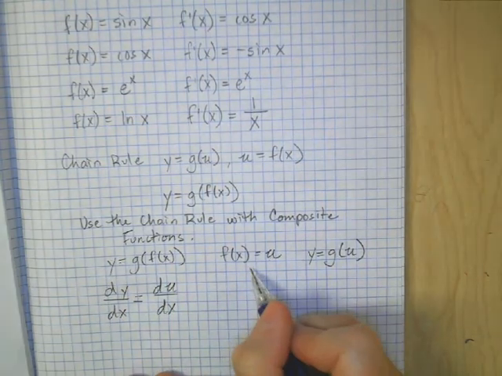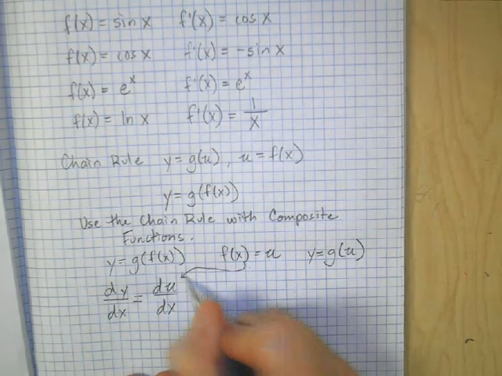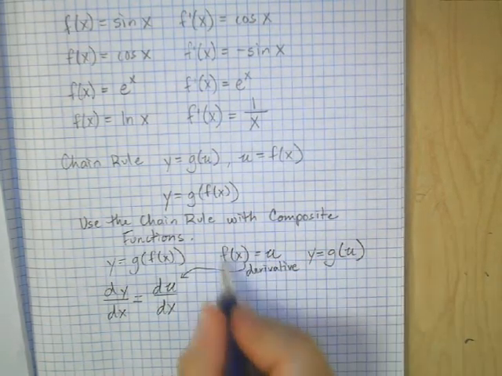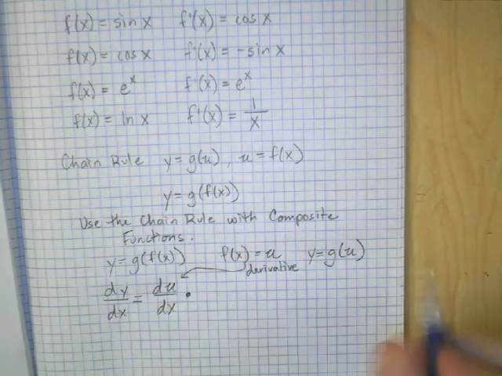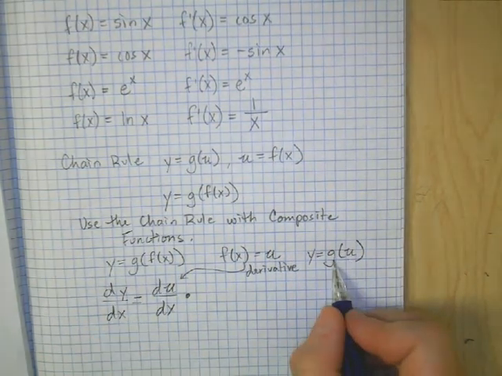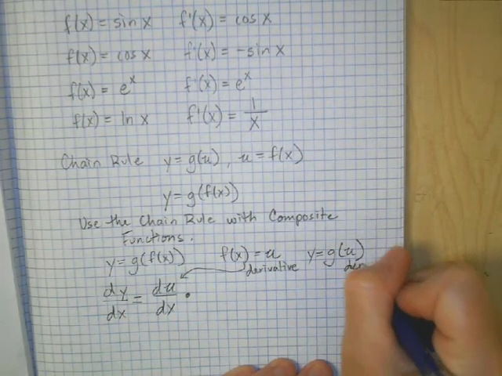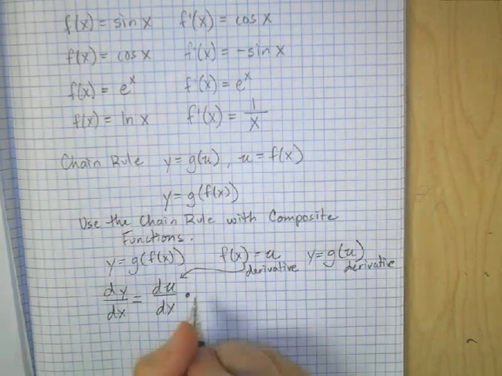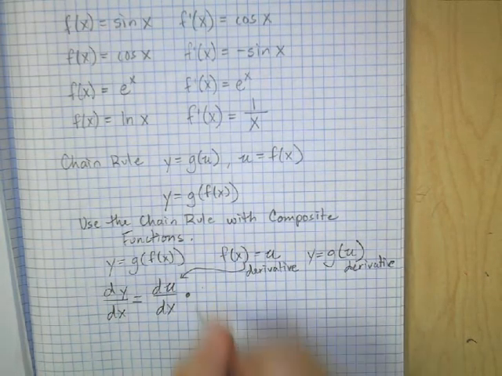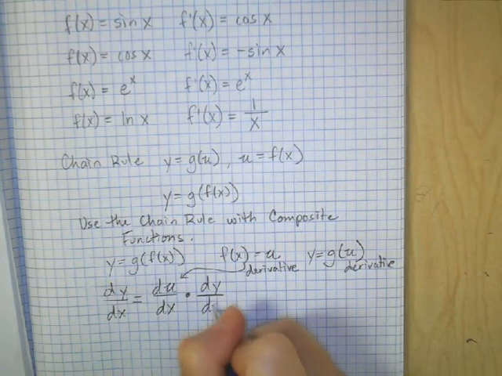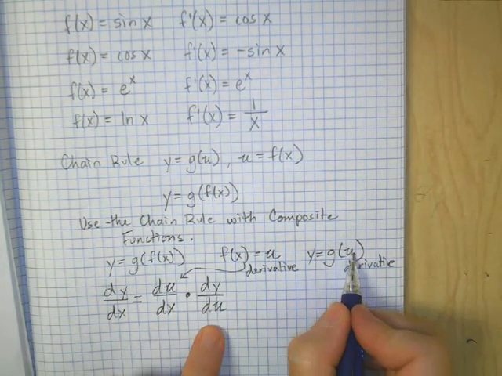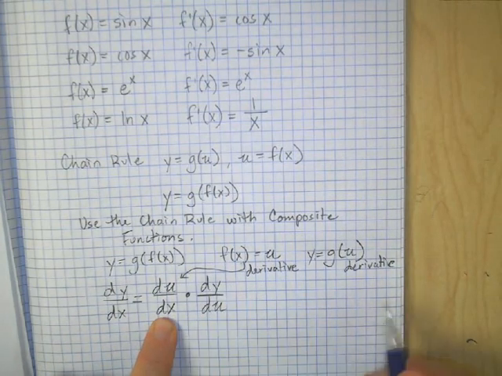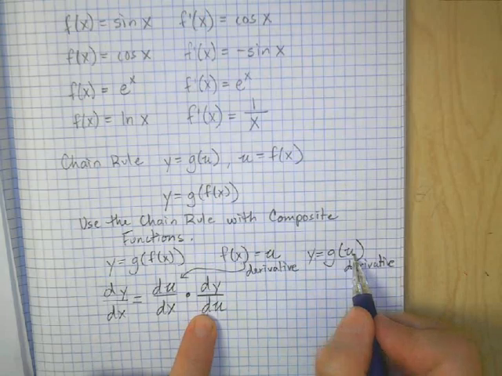Okay, so this derivative, take the derivative of this one, goes here, times the derivative of g of u. So you would take the derivative of this one, and that would be dy du. Okay, because here's my y, here's my u. Here's my u, and I'm taking the derivative in respect to x. Here I'm taking the derivative in respect to u.